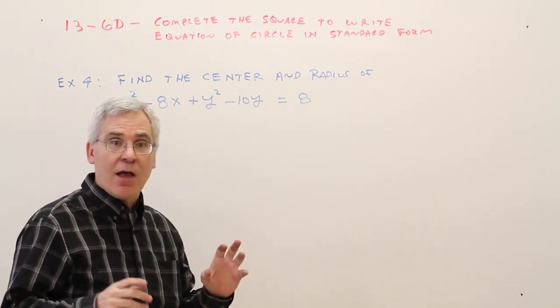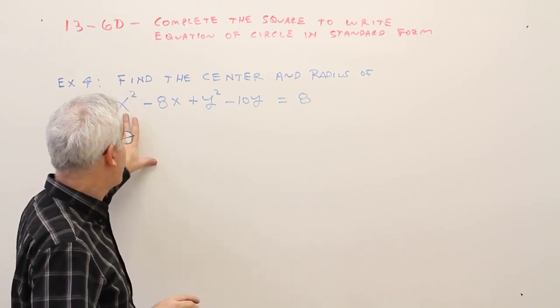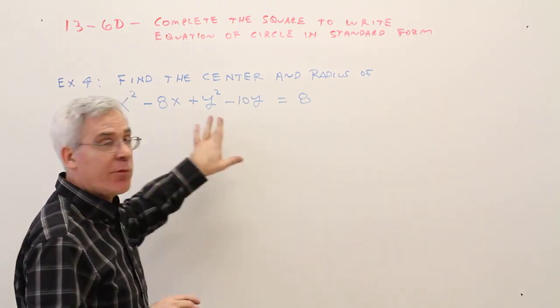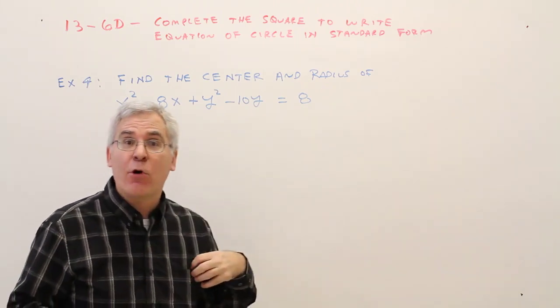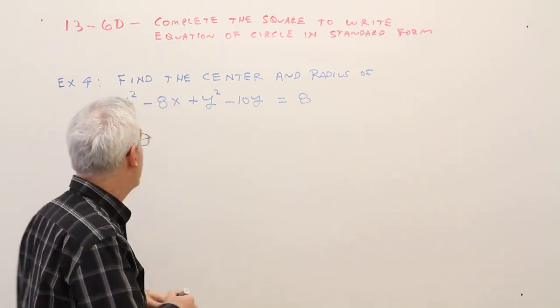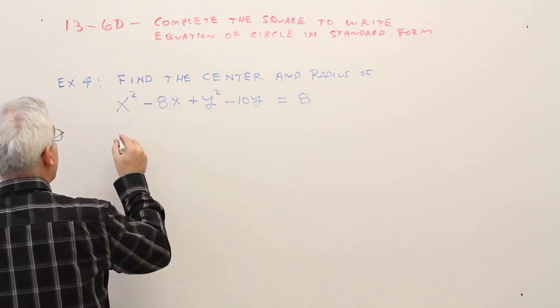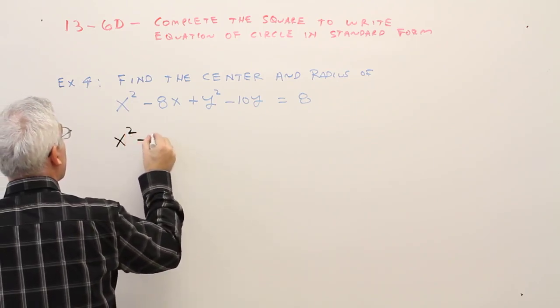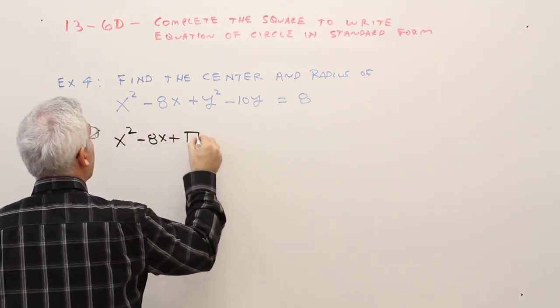In this case, I'm going to have to complete the square with the x and the y, because I've got an x squared and a y squared. They both have lead coefficients of 1, so this problem won't be too bad. All right, so what I'm going to do is rewrite it as such.